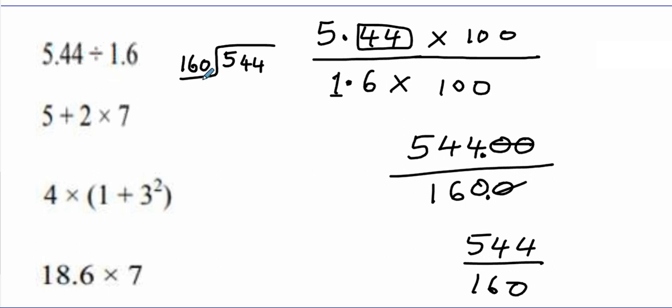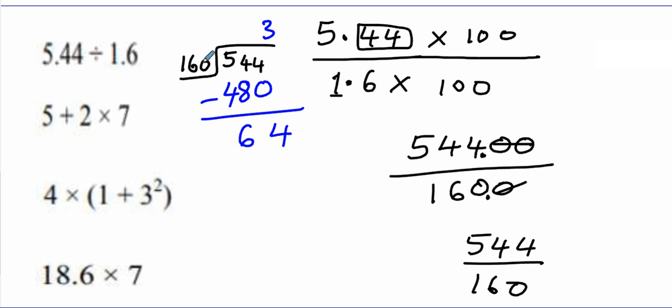By 6, no. By 4, that will be almost 640. By 3, let us try 3 over here. That will be 480. Correct. When you subtract that, what do you get? This will be 4. 14 minus 8, that will be 6. This becomes 64. So the remainder is 64.